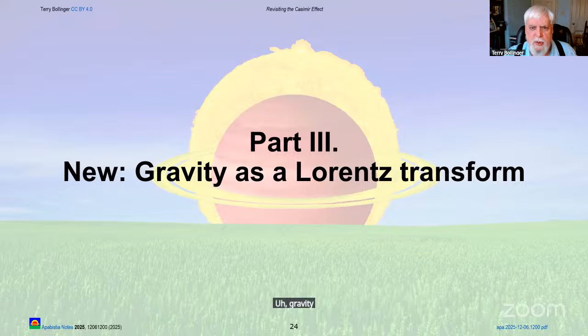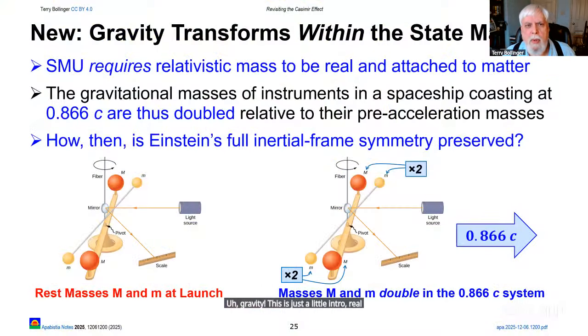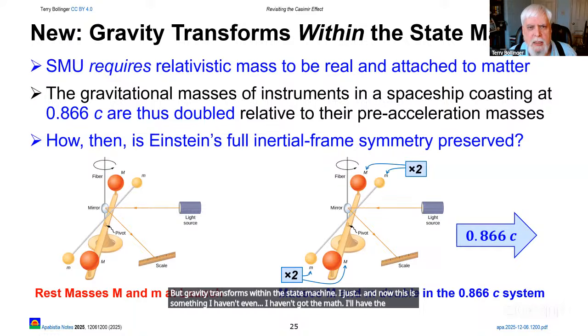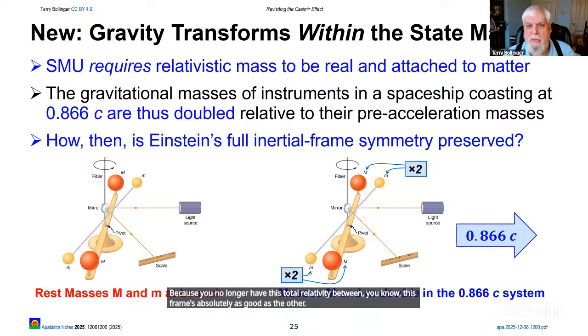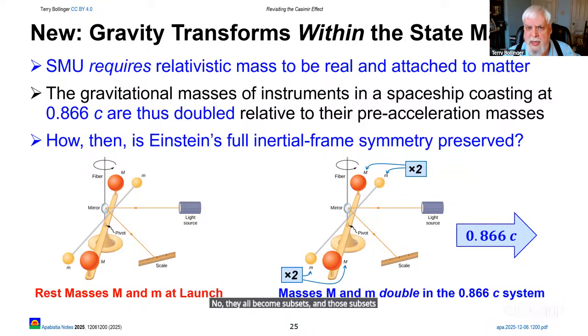Gravity. This is just a little intro, real quick. But gravity transforms within the state machine. And now this is something I haven't got the math for. I'll have the math in some later ones here. But if you think about it, everything I've said about these fermions means that if you're using an SMU, a state machine universe, relativistic mass becomes real, because you no longer have this total relativity where this frame is absolutely as good as the other. No, they all become subsets, and those subsets have enormous energies attached to them.